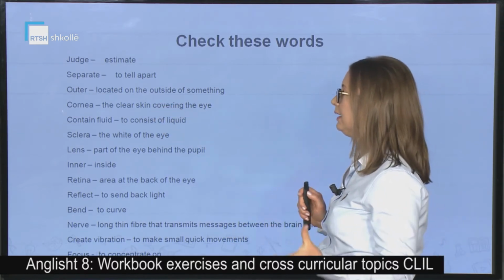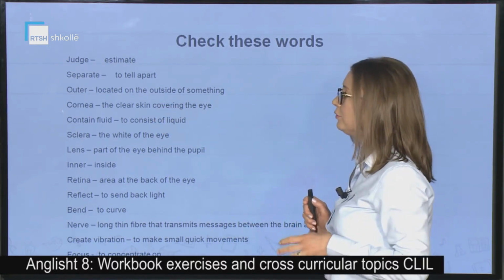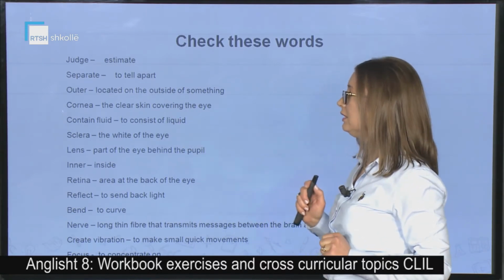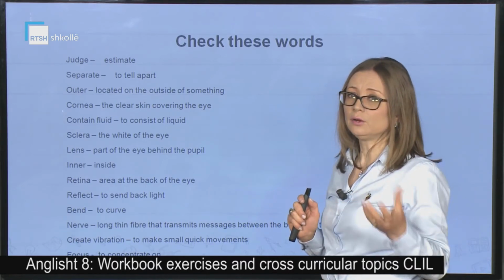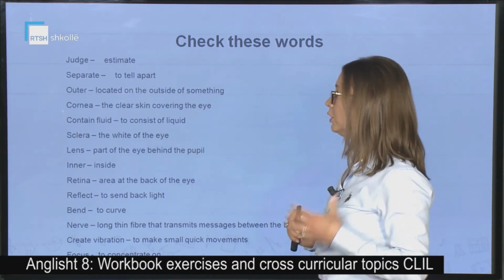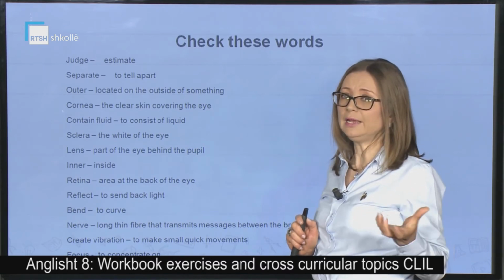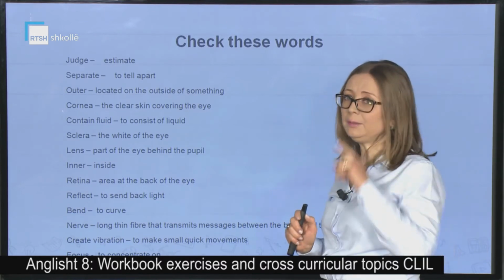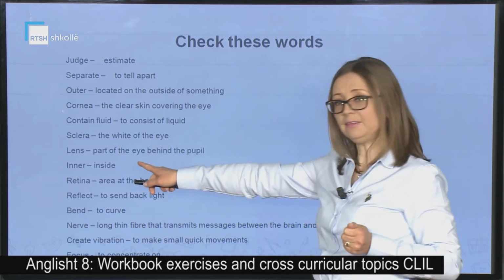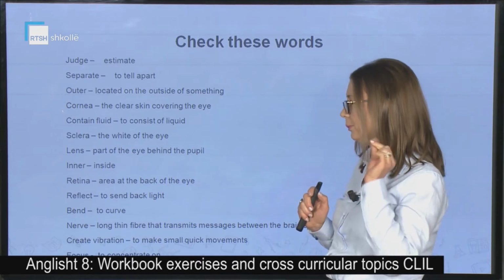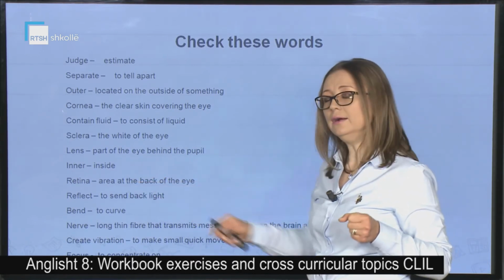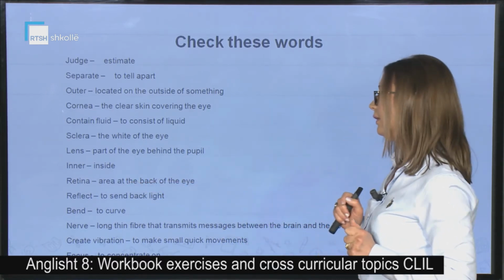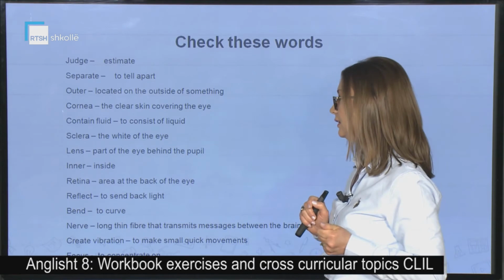Outer is located on the outside of something, pra diçka që qëndron anash. The cornea, the clear skin covering the eye, cornea. Contain fluid, to consist of fluid, pra e lëngshme, pra mban lëng. The sclera, the white of the eye, pra pjesa e bardhë e syrit. The lens, part of the eye behind the pupil, pra lentja. The inner, inside, pra brenda, themi në shqip. Retina, the area at the back of the eye, pra retina.